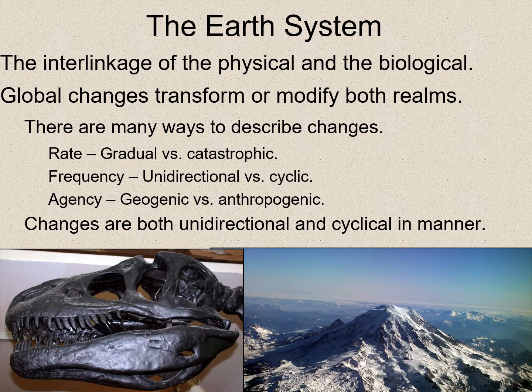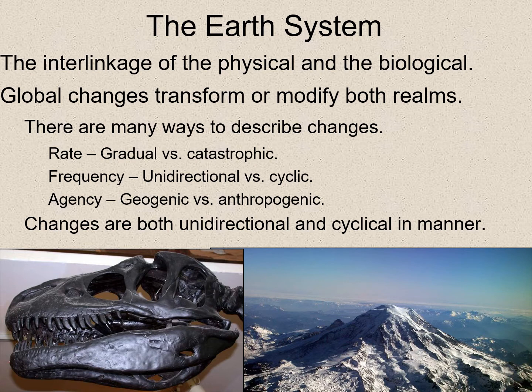And then what's the agency of the change in the Earth system that we can discuss? There are different agencies. Is it a geogenic change, meaning this is just a change that's happening within the Earth? Or, more recently, is it an anthropogenic change, meaning it's caused by people? So climate change, for example, there are geogenic aspects of it. There are certainly and clearly anthropogenic aspects of it.